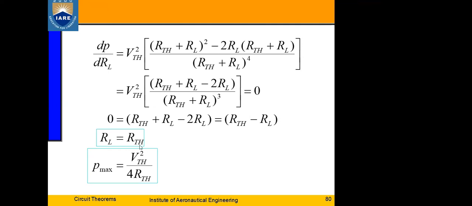Same, sir. This is similar to this: VTH square by 4 RTH. We have to substitute that RL is equal to RTH. You just get this value, right? RL is equal to RTH, you will get it from the derivation, if you equate it to 0, right?